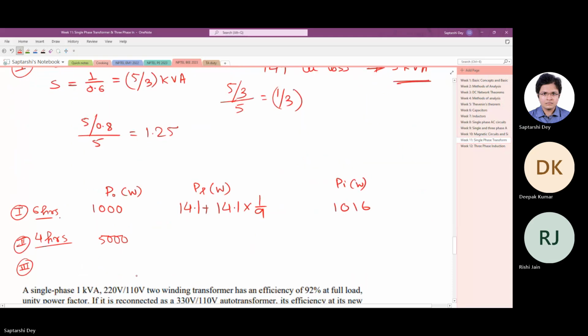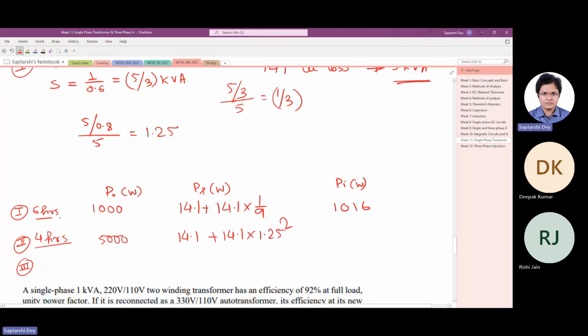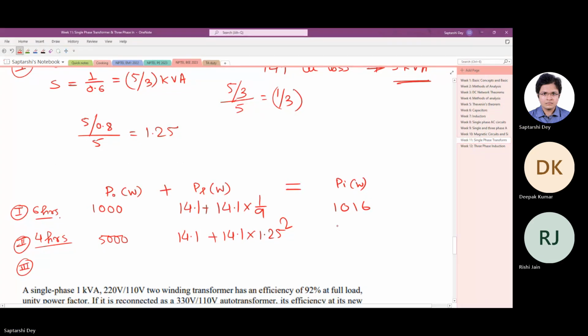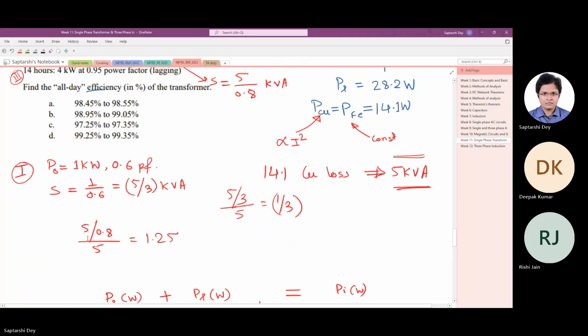So this will be 14.1 plus 14.1 times 1.25 squared. This will give you, now what we are doing is this plus this is this. So this is 5036 watt input.